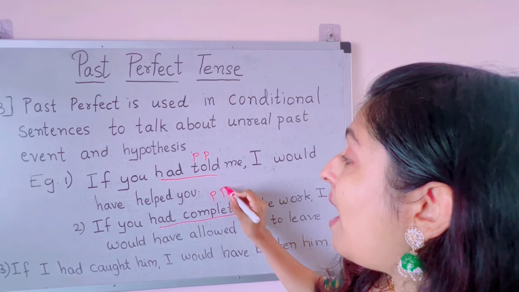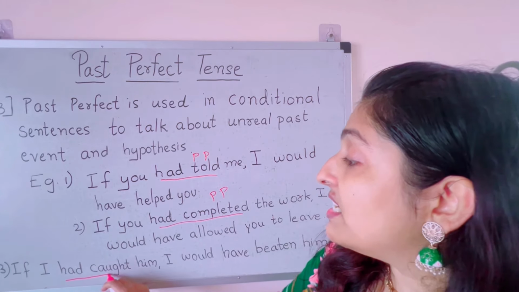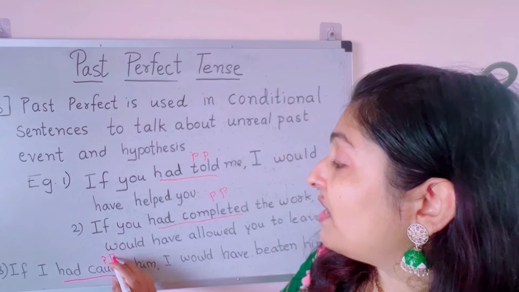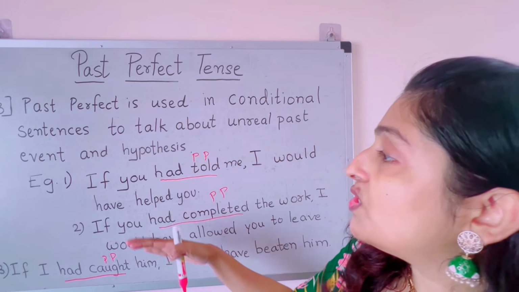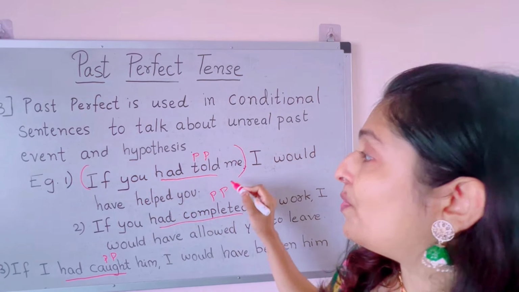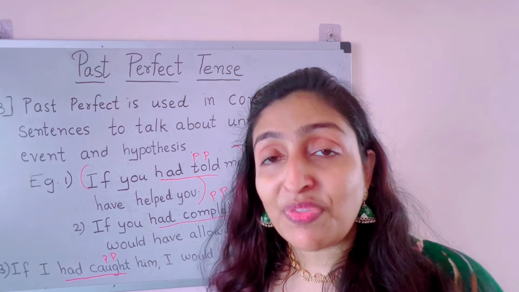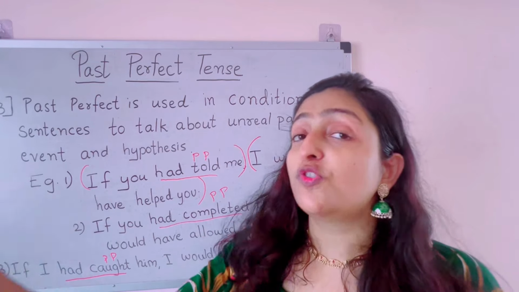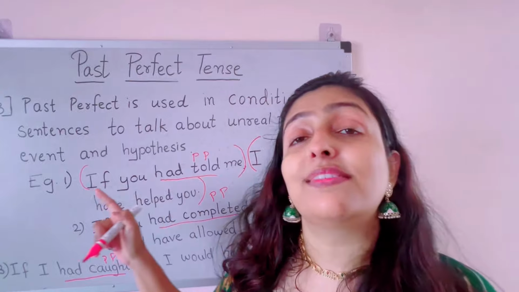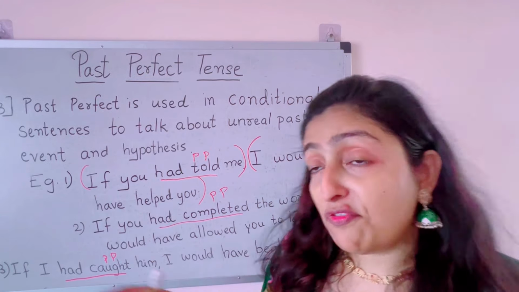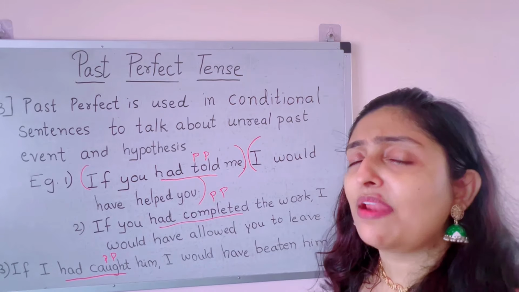This is in past perfect. Third example is, if I had caught him, past perfect, I would have beaten him. So in all these sentences you can see this is the situation or condition, then this is the result. And where do we place past perfect? In conditions, in situations. If I had caught him red-handed, I would have beaten him black and blue.